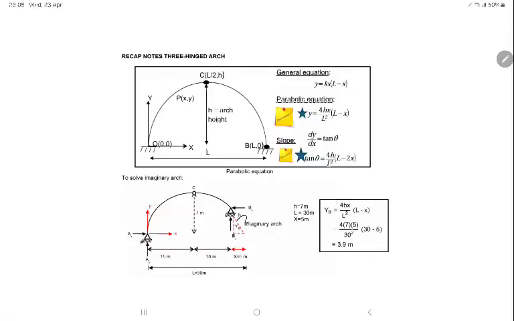Okay, so for this question you need to find YB. So we use this equation. So in this equation you have H, L and X. H for this equation is 7 meter. L, remember you have to calculate for the whole length of span. So for this equation L is equal to 30 meter.